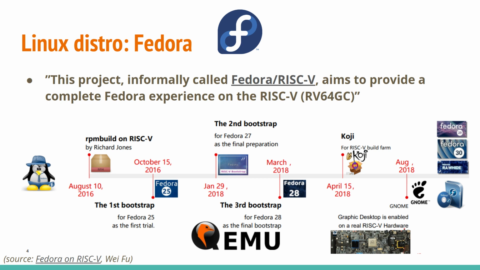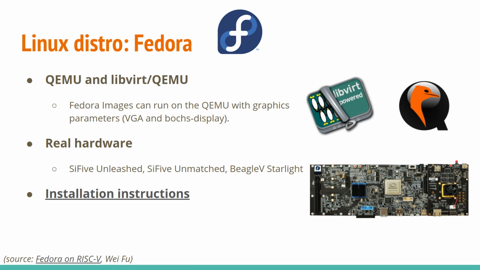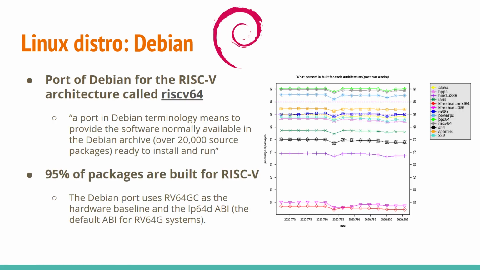So we do have support for RISC-V from Fedora, and the goal of the RISC-V Fedora project is to provide the full Fedora experience on RISC-V. And this has been in the works for several years now, starting off with QEMU, and now it actually runs on real hardware. So you can go grab, at that installation instructions link there, a Fedora image right now and run it in QEMU on your system. But it also supports several of the RISC-V development boards that currently exist and will be coming out.